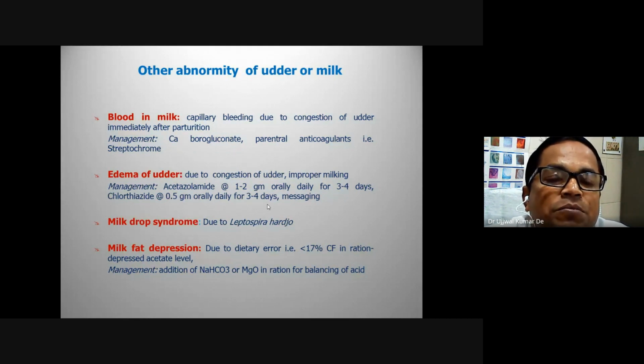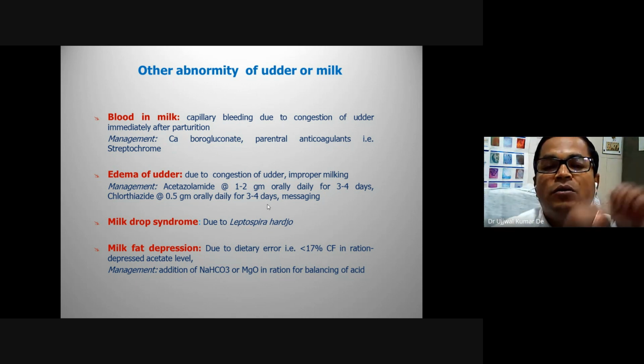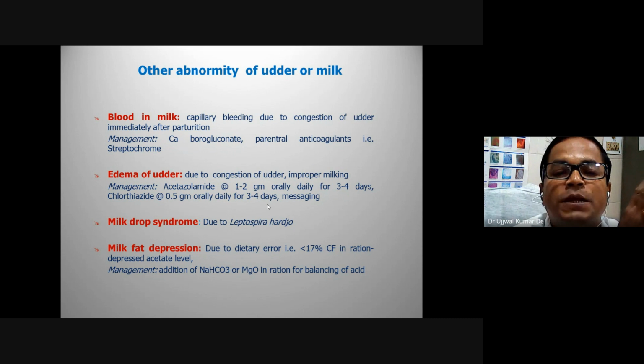Then another is udder edema. Sometimes in farms some animals carry edema of the udder. This is also caused by the condition of the udder or improper milking. Suppose milk is accumulated day by day, then there is another chance of edema. In that case, use a diuretic.